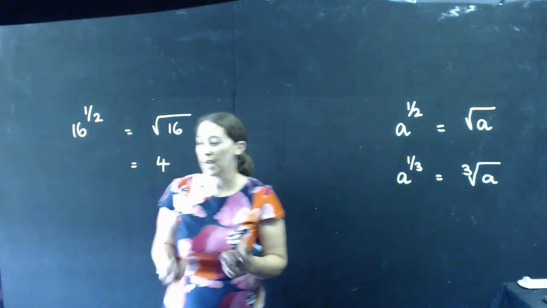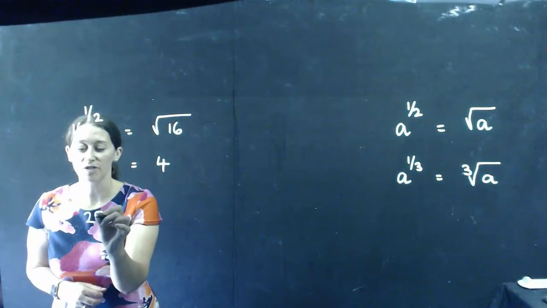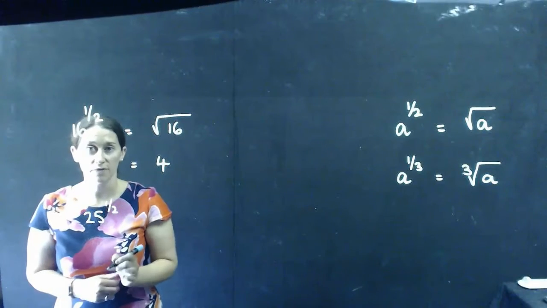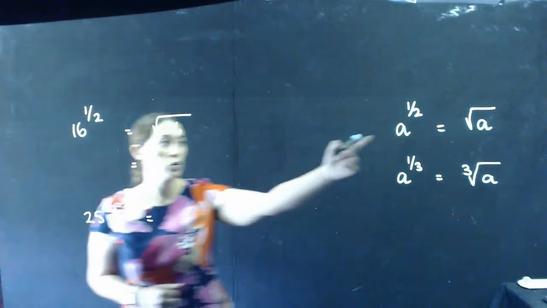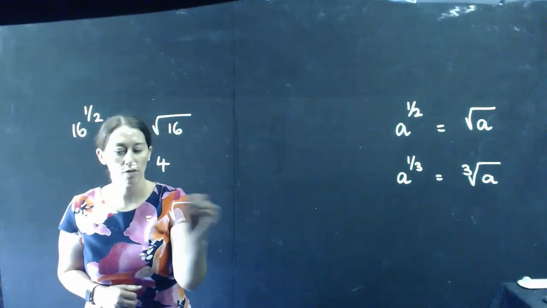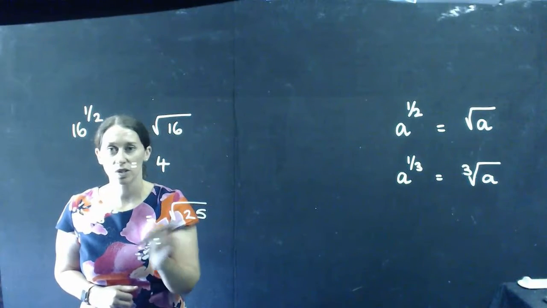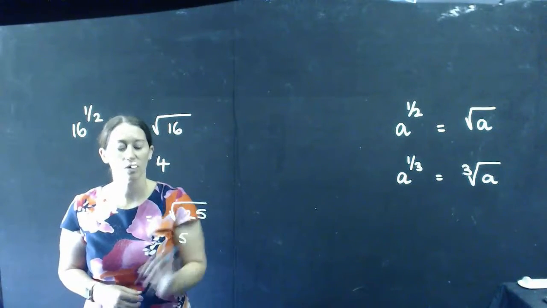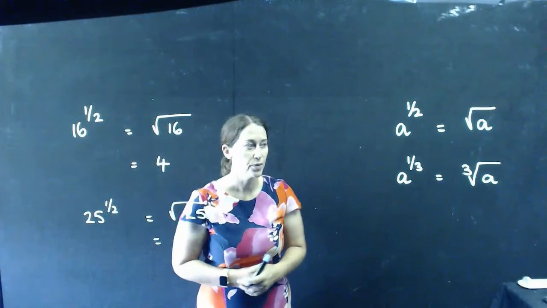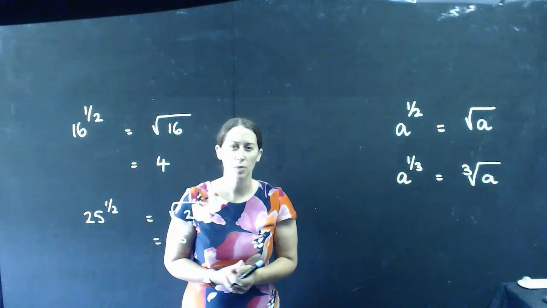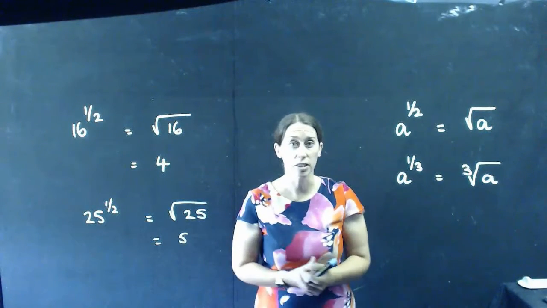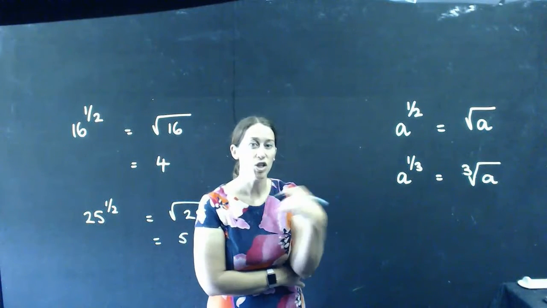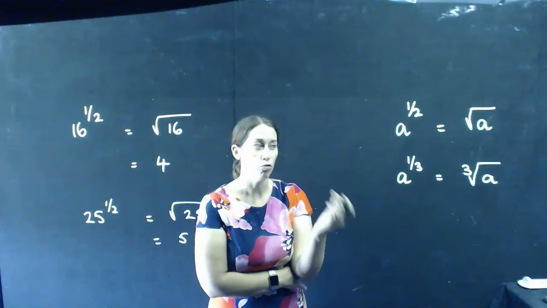Let's have a look at 25 to the power 1/2. 25 to the power 1/2 is equivalent, according to this rule, to the square root of 25, which is plus or minus 5, in this case 5, because we're just dealing with the positives. Now let's have a look at what happens when we put something to the power 1/3. When we put something to the power 1/3, it's a cube root.